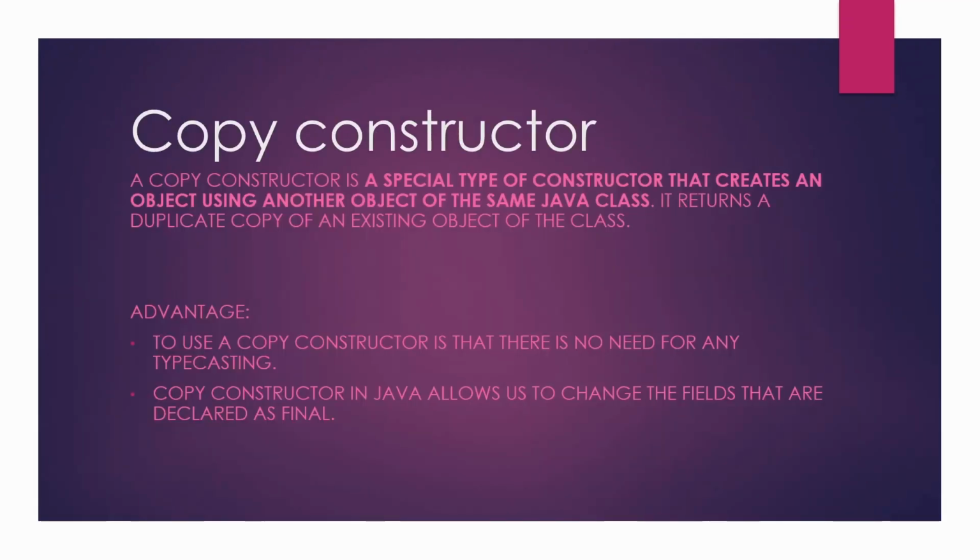The next topic is copy constructor. A copy constructor is a special type of constructor that creates an object using another object of the same class. It returns a duplicate copy of an existing object of the class. Copy constructors are very useful and popular because they allow you to change the fields that are declared as final. There is also one more advantage: there is no need of typecasting. So let's see what a copy constructor is.